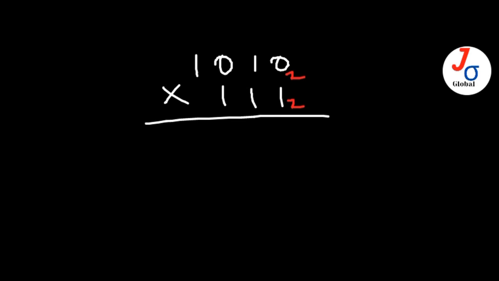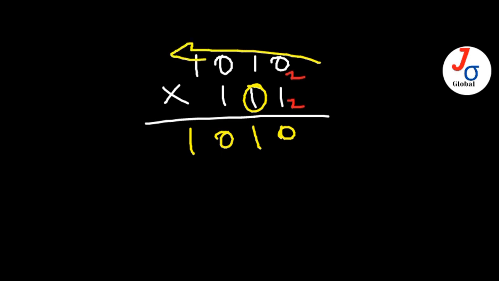So we have these numbers in base 2: 1 0 1 0 multiplied by 1 1 1 in base 2. We're going to do that with the same principle that we use in normal multiplication. So 1 multiplied by 0 is 0. 1 multiplied by 1 is 1. 1 multiplied by 0 is 0. And 1 multiplied by 1 is 1. Okay, so we're dealing with this multiplied by all of this.